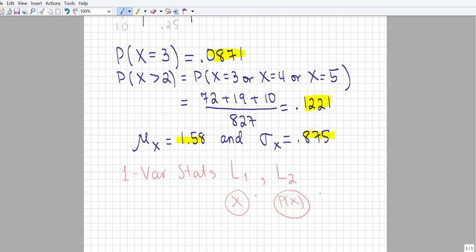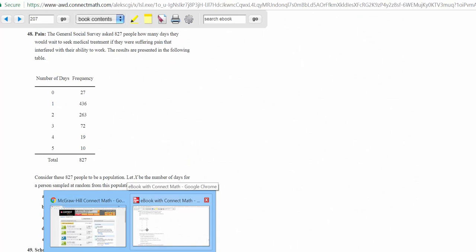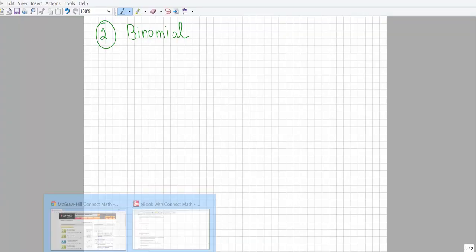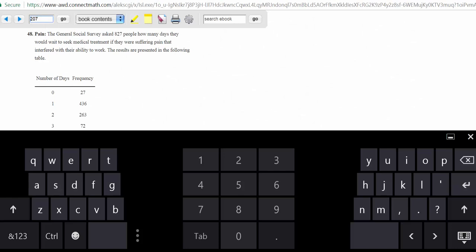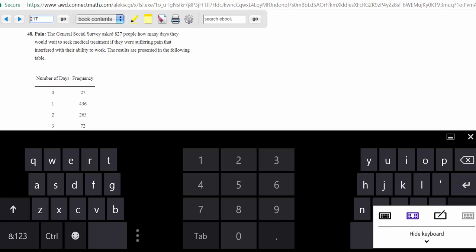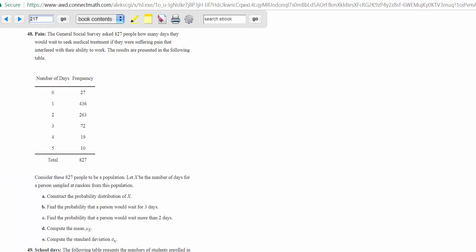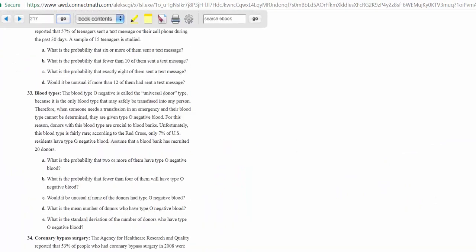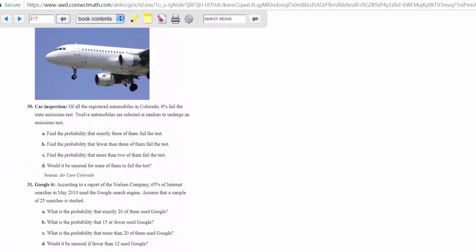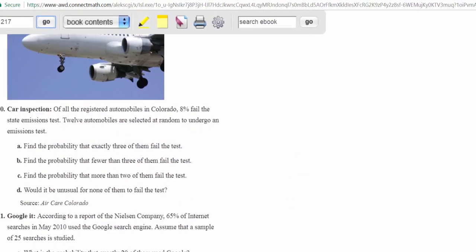Okay, let's take a look at the next section. What was the next section? Binomial. And for this section, I would like to go to page 217. Okay, so let's see, 217, that's where we're going. Okay, and we're gonna take a look at problem 30. So let's see what we have here.